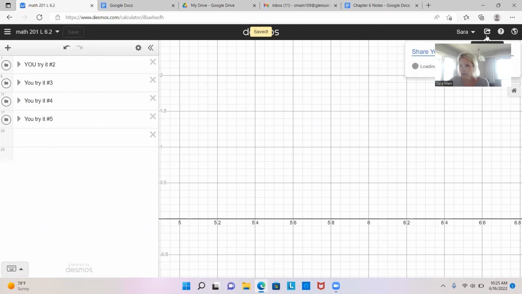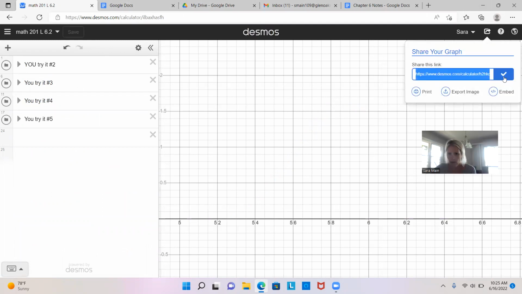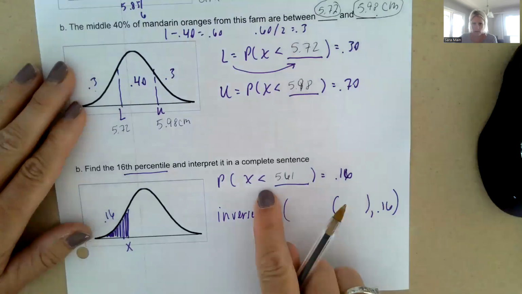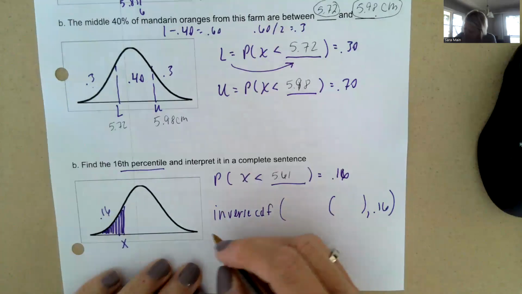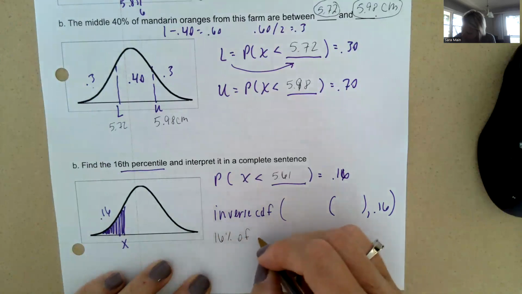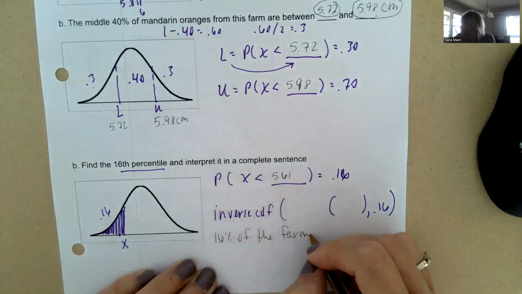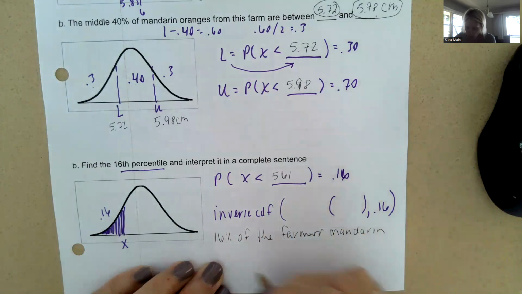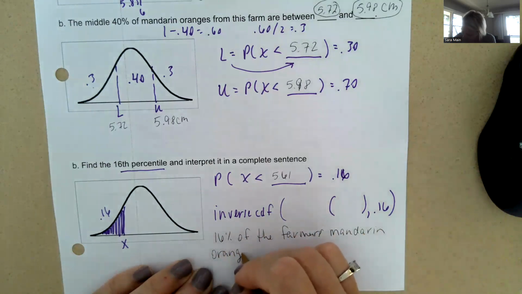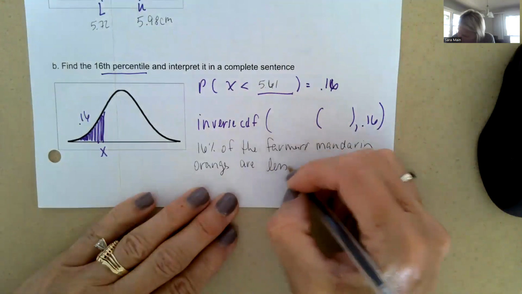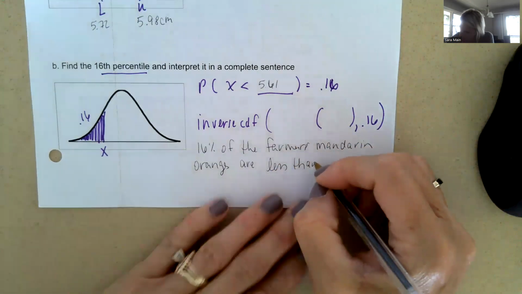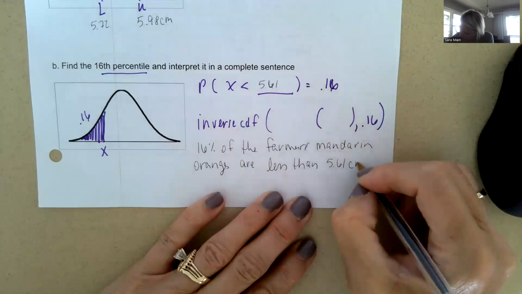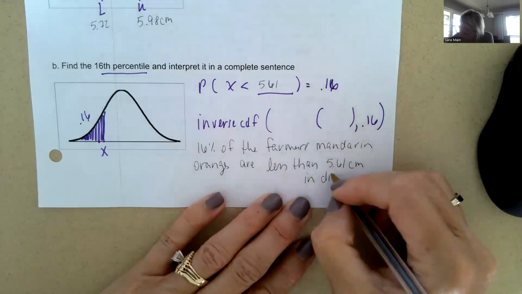Okay, so let's go ahead and go back to our paper and write that out because we want to write out what this means. 16% of the farmer's mandarin oranges are less than 5.61 centimeters in diameter.